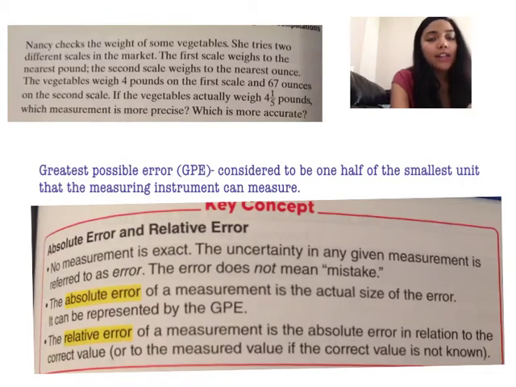Okay, so the last definition you're going to need to know is the greatest possible error, GPE. It is considered to be 1/2 of the smallest unit that the measuring instrument can measure. So, you need to write this in your notebook. You also will need to write the key concept. So, if we look here, the vegetables weigh 4 pounds on the first scale and 67 ounces on the second scale. 67 ounces is the smaller unit, so that's what we're going to be using. So, it says that it's 1/2 of the smallest unit.